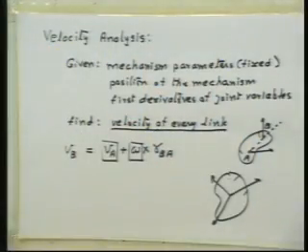Started with velocity analysis. I'll quickly go through and take us to the place where we stopped. So the problem of velocity analysis is what is laid down here. We are given the mechanism parameters, both the fixed and the positions of the mechanism, that is the joint parameters or position of every link, and we are also told at what velocities the joints are moving, which essentially amounts to the first derivatives of the joint variables. We need to determine the velocity of every link of the mechanism.